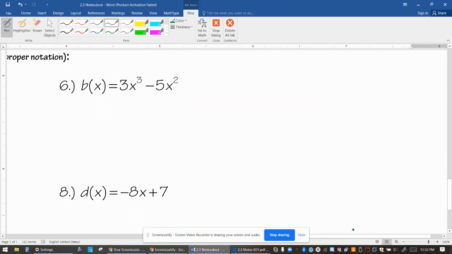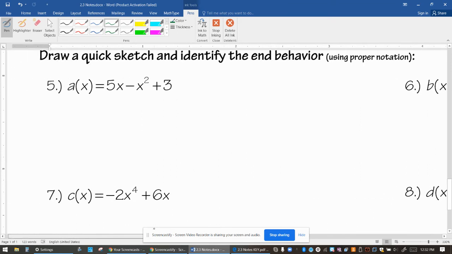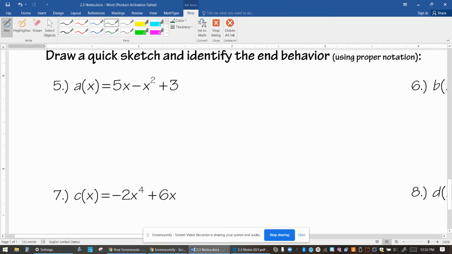Remember, you can pause, rewind, and stop the video at any time. This is probably the harder part of the lesson, identifying the end behavior. It's hard because you have to adjust to a new format or a new notation of how to write your answer. The sketch will always help.